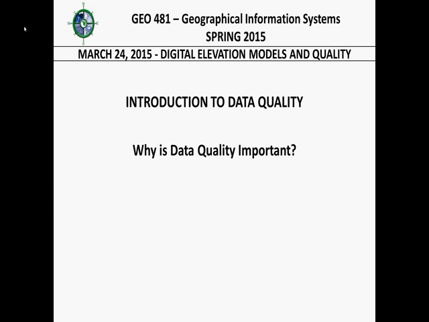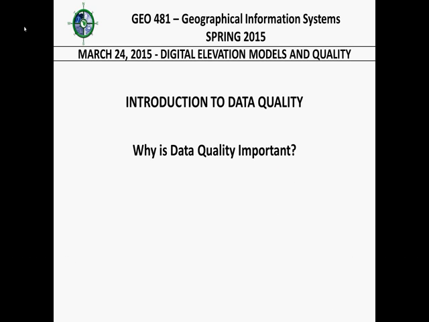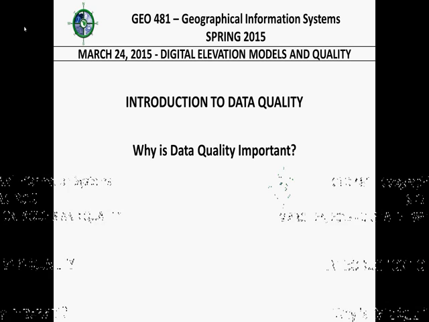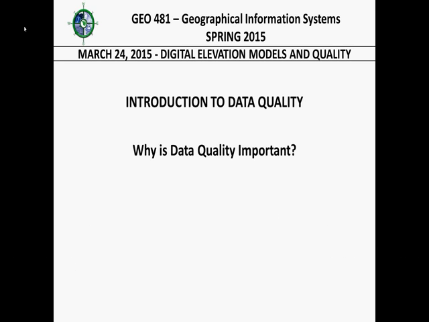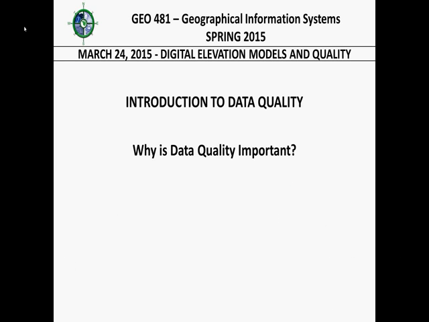Why is data quality important? Any analysis you do is only as good as the data you use. And an acronym, I often will ask what that acronym is on the test. GIGO, garbage in, garbage out. So all these things, this analysis is great, but if the DEM's wrong, my analysis is wrong. Think about it. Your analysis is only as good as the data that you're using.